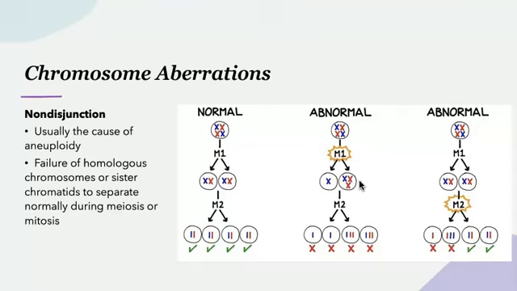And here's a little description on non-disjunction, even though we talked about it in the previous slide, but it's that failure of having homologous chromosomes or sister chromosomes separate normally, like we see over here during meiosis or mitosis. So here we have the trisomy and the monosomy, and here we have that taking place during meiosis 2, where we end up with a trisomy here and a monosomy here.